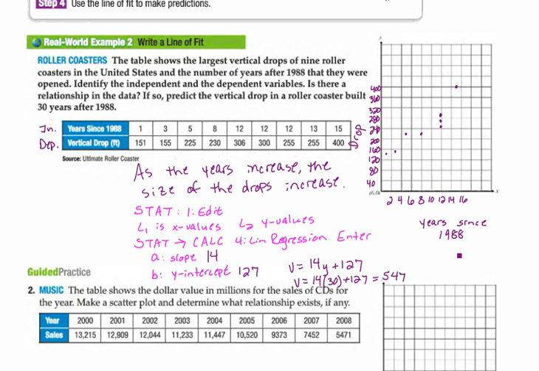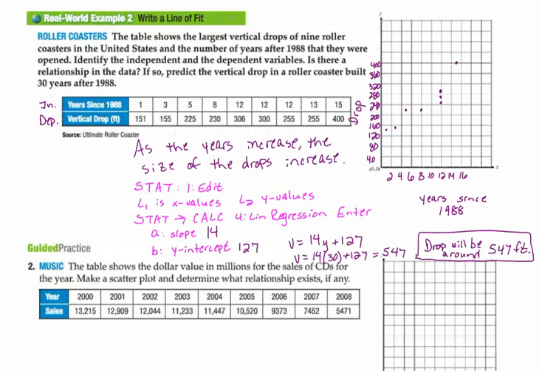And I am running out of room, so where am I going to put that? Drop will be around 547 feet. So, are scatter plots a little bit of time? Yes, they are. But using that calculator really does help. Okay, so use these steps for guided practice too.